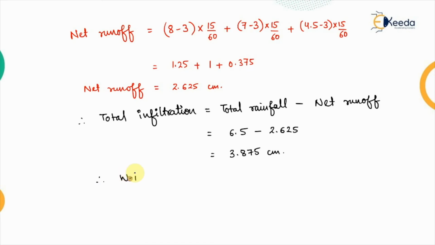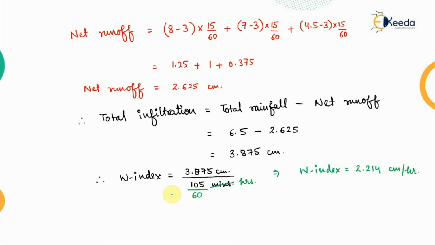Therefore, the W index that we want to calculate will be equal to 3.875 centimeter divided by the total duration of the storm, 105 minutes. Now from this calculation, the answer will be in centimeter per minute. So we will convert it into hours. To convert that, we have to divide it by 60, and now the units will be in hours. So after the calculation, the W index that we will be getting is equal to 2.214, and the units will be in centimeter per hour.